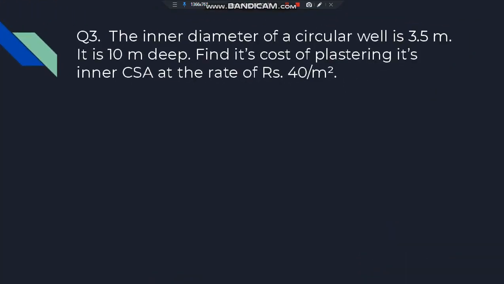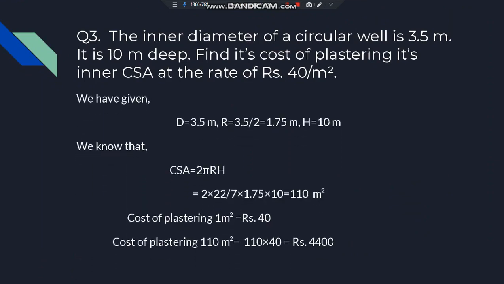Let us see the next question. The inner diameter of a circular well is 3.5 meters. It is 10 meters deep. Find the cost of plastering its inner curved surface area at the rate of rupees 40 per meter square. So in this question we have got two parts. First of all, we will find the curved surface area of the well. Then we will find its final cost. So let us see what we have got.